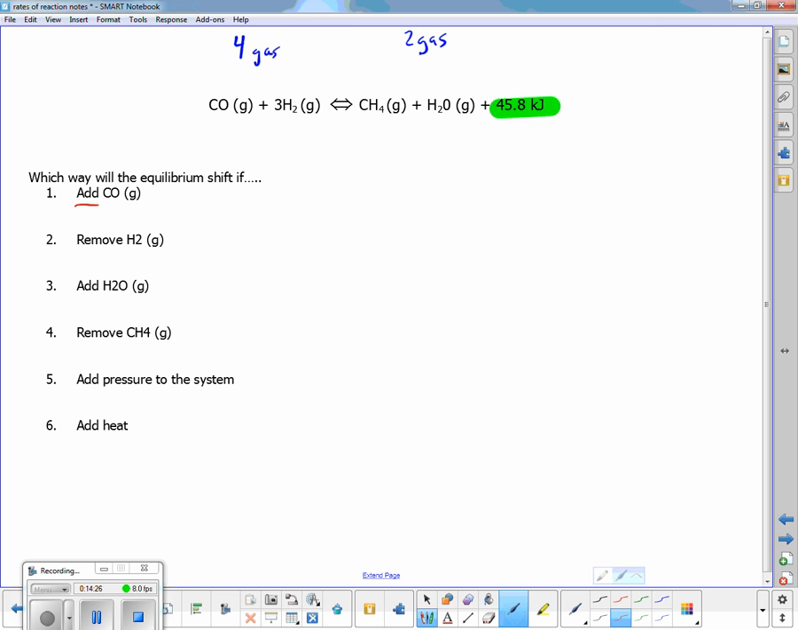If I add CO2, that's like I'm making a pile on this side. What do I need to do to make it better? Shift right, away from it, toward products. Okay, next one. Whoops, I forgot to show shifting up here. So it's going to go that way.